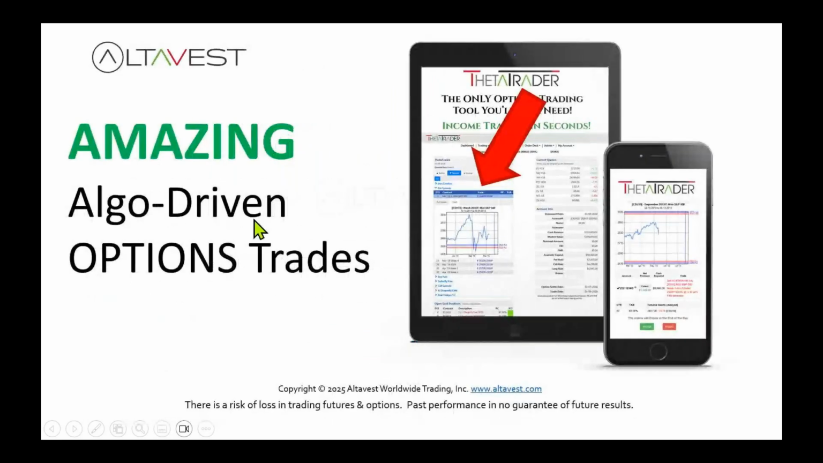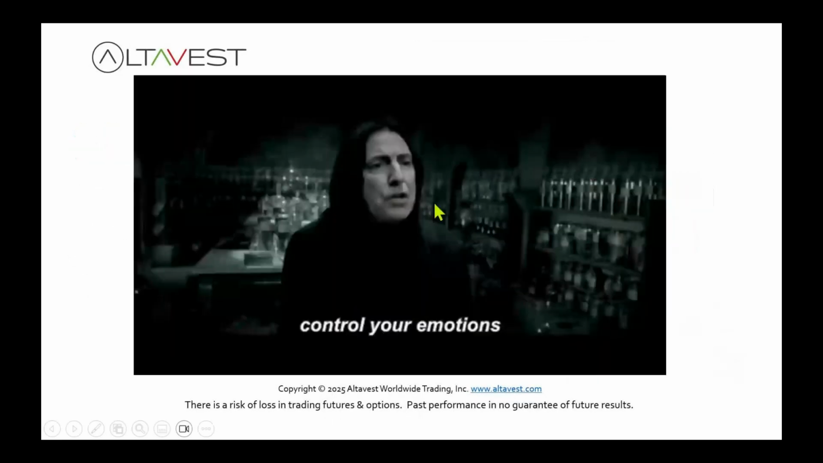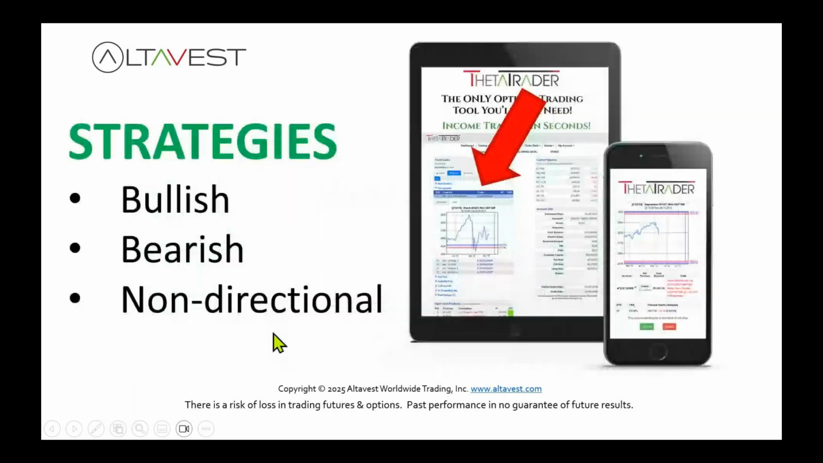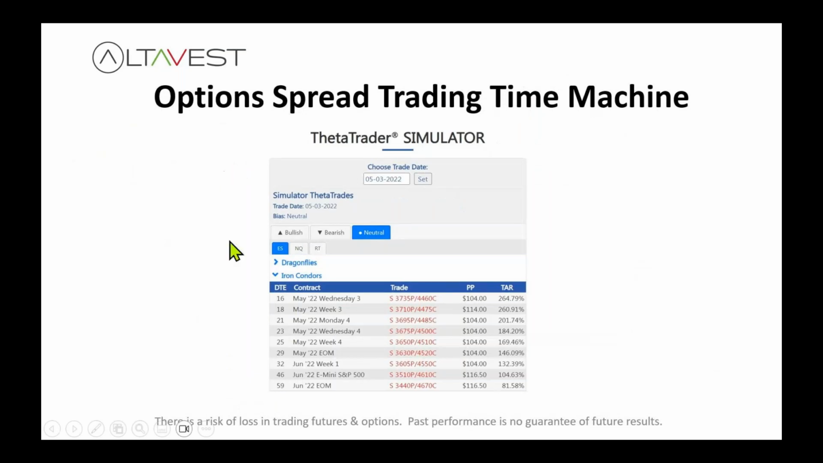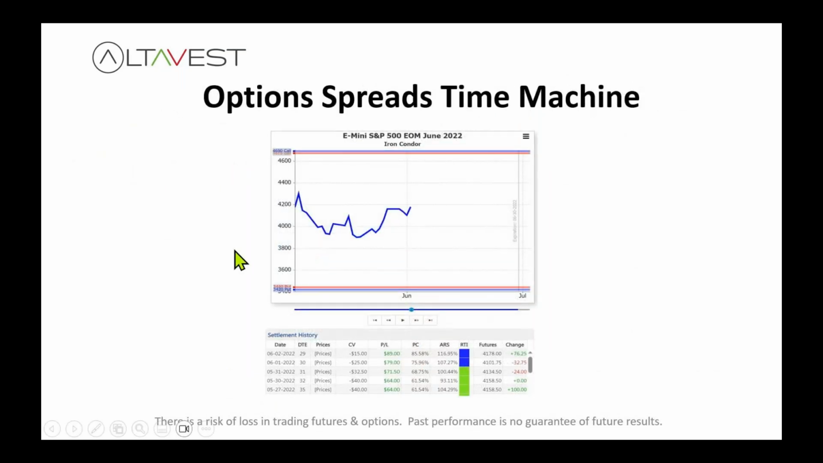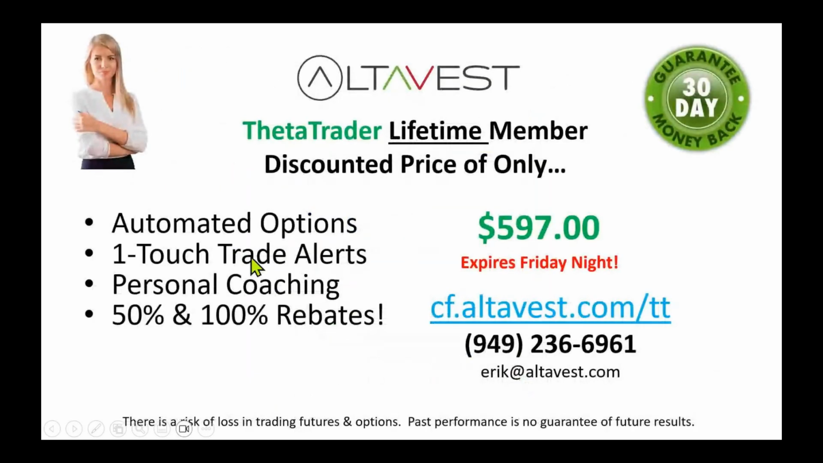So it's that simple. Again, the algo-driven options trades, I think it helps control your emotions. Bullish or bearish or non-directional, very flexible, go-anywhere strategies. You've got that trade simulator to go backwards in time. You can have a lot of fun with that as well. So there you have it, folks. That offer is available throughout the end of this week here.